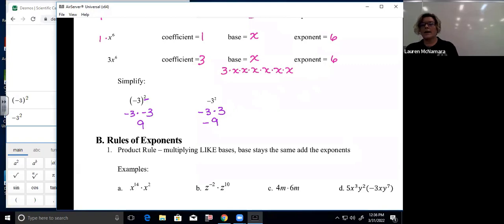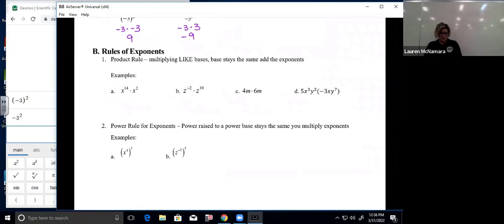All right, so now with our exponents, we have some rules to our exponents, and they're really shortcuts for us. They're not necessarily rules, they're basically shortcuts. So the first one is our product rule. When you're multiplying like bases, the base stays the same and you add the exponents. Let's look at this first example. X to the 14th times x to the 2nd, they're both x's, so the x's stay the same, and you have 14 plus 2, so I get x to the 16th.